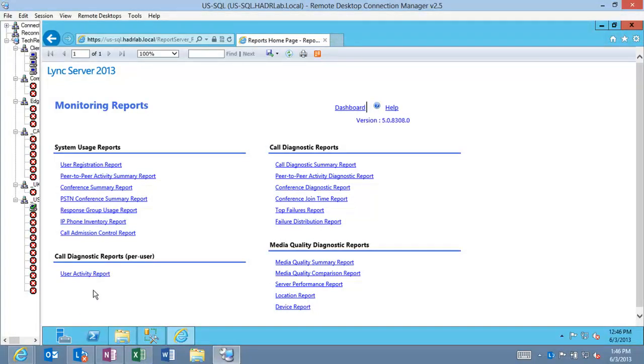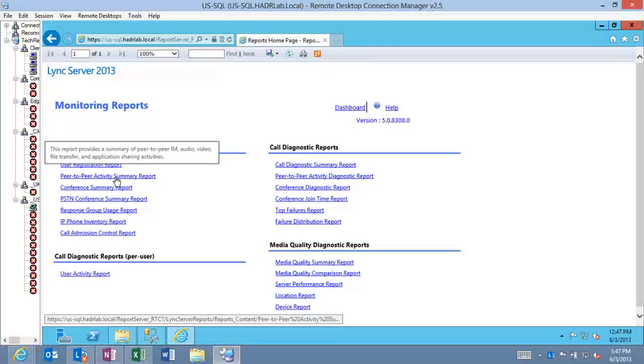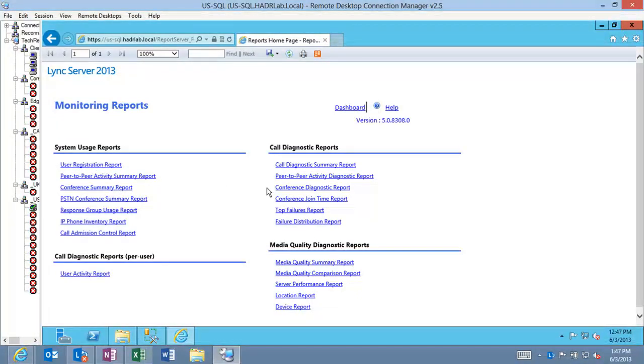From that dashboard, again, I could see the patterns, and I could see, maybe, poor call trends were trending up or something like that. Then I can come back to these reports, and I can start to drill into them. The first thing we wanted to highlight was that you have four main buckets of reports. You have system usage reports, which are the summary reports of all the different call types that are going on in your environment. You can see I have a user registration report, peer-to-peer activity summary report, conference summary report, and so forth. You can drill into each of those.